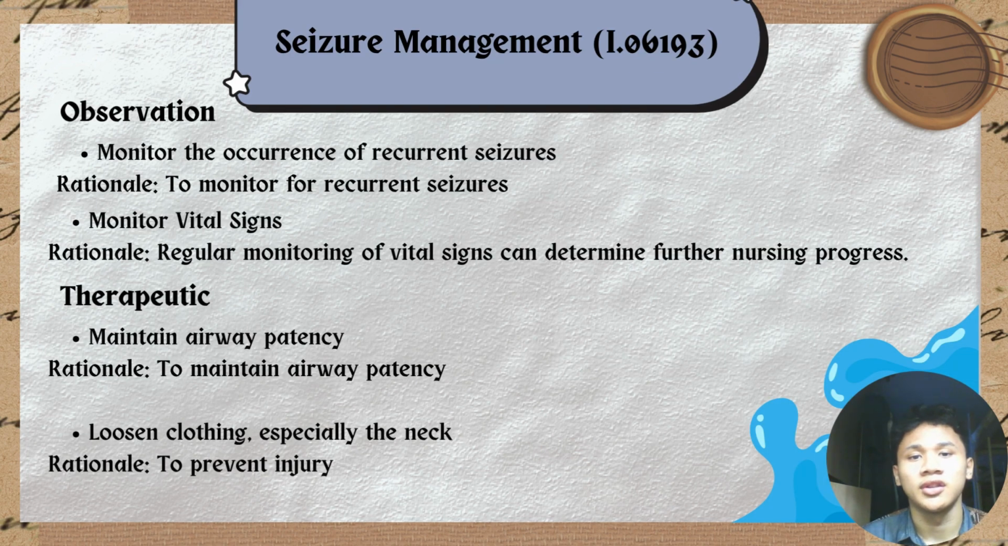Next, for seizures management, there are observation, therapeutic, and education. The observation one is to monitor the occurrence of recurrent seizures. The rationale is to monitor for recurrent seizures. Next, monitor vital signs. The rationale is regular monitoring of vital signs can determine further nursing progress. For the therapeutic, maintain the airway patency. Then, loosen clothing, especially at the neck. The rationale is to prevent injury.